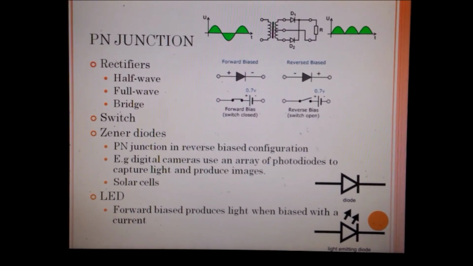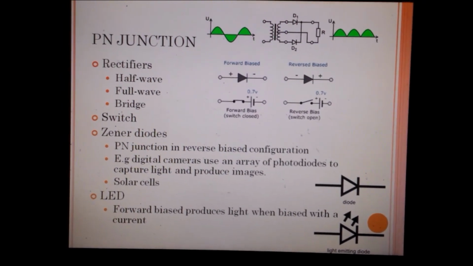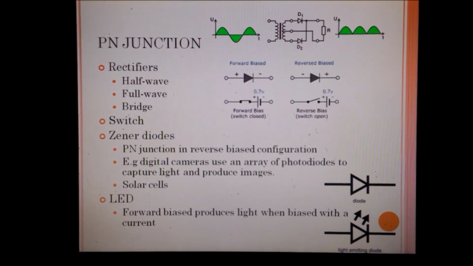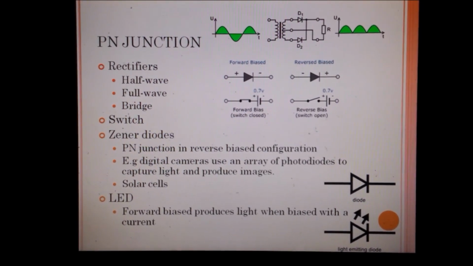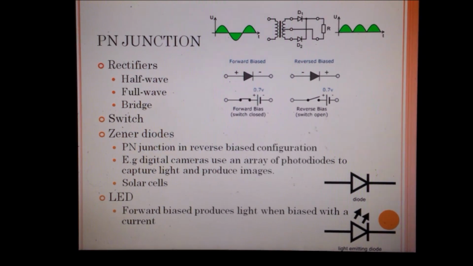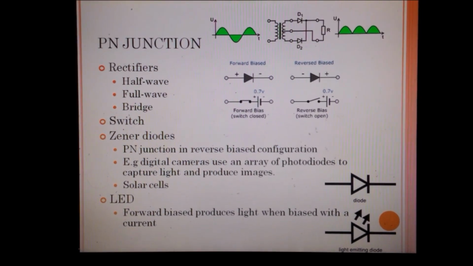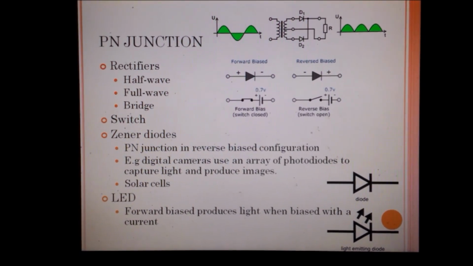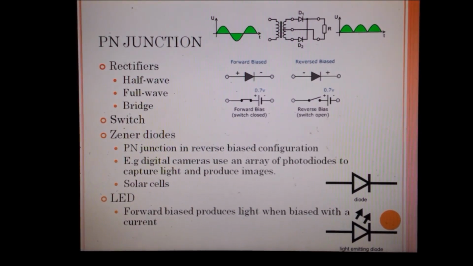A Zener diode is a PN junction in reverse bias configuration, for example in a digital camera that captures light and produces an image. An LED is a light emitting diode. In forward bias it produces light when biased with a current. So let's move on to the next topic.